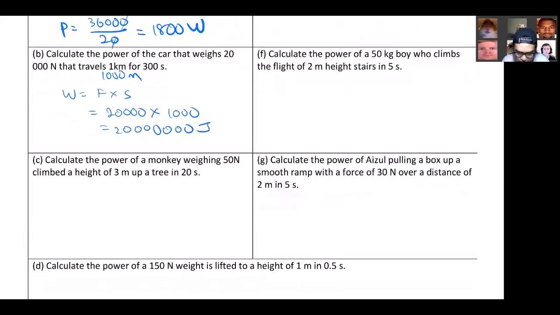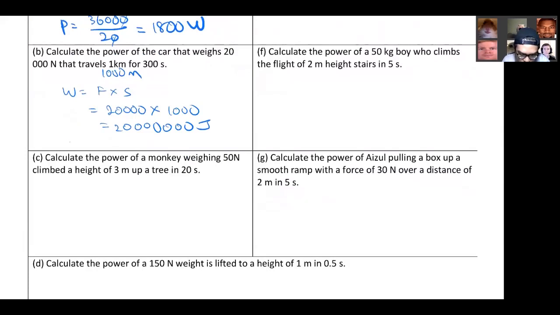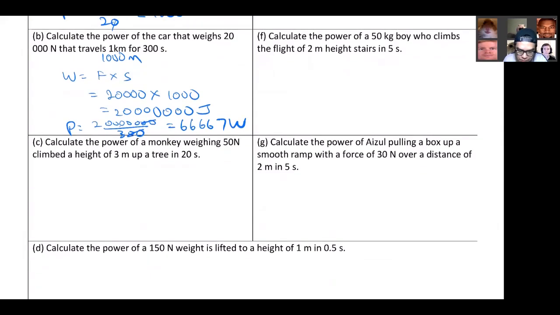Wow, that's a very long answer. As for the power, so how many zeros here? 7 zeros. 1, 2, 3, 4, 5, 6, 7, divided by 300. Cut. So what is this? 200,000 divided by 3. Let me get my calculator real quick. 200,000 divided by 3. Wow, that's a very big number. So 66667. Wow, there's like 60,000 there.